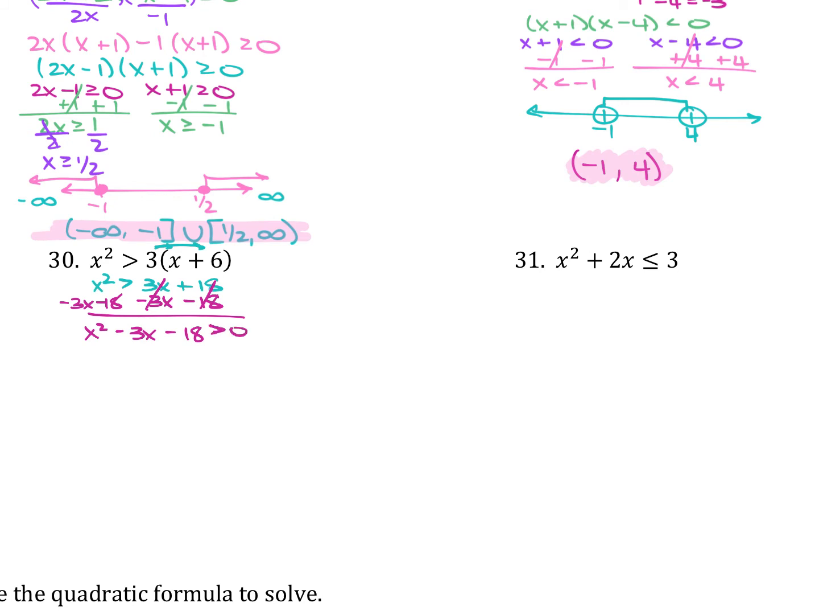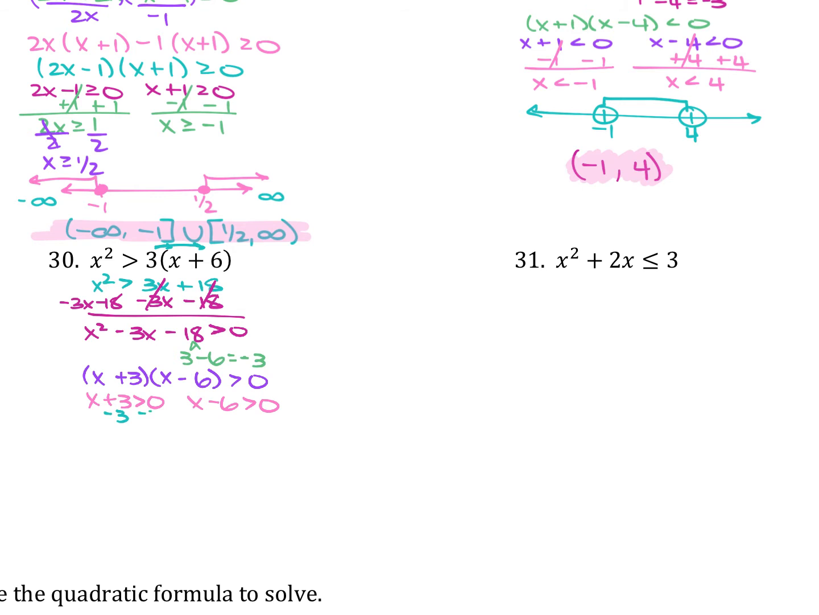You want to find your factors of negative 18 that add up to be negative 3. You have 3 and negative 6. So this factors out to be x plus 3 times x minus 6 is greater than 0. Set these both equal to 0, or not equal to, greater than 0, and solve. So x plus 3 is greater than 0, x minus 6 is greater than 0.